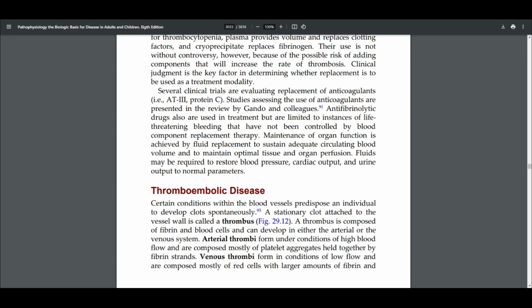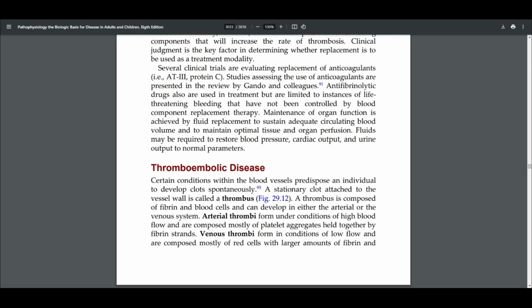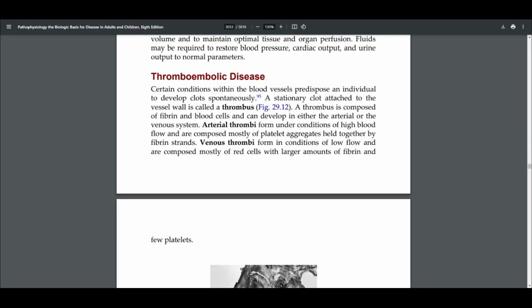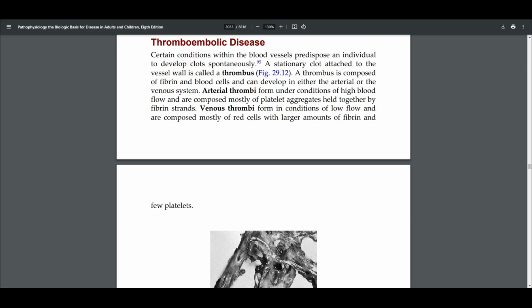Maintenance of organ function is achieved by fluid replacement to sustain adequate circulating blood volume and to maintain optimal tissue and organ perfusion. Fluid may be required to restore blood pressure, cardiac output, and urine output to normal parameters. Thromboembolic disease. Certain conditions within the blood vessels predispose an individual to develop clots spontaneously. A stationary clot attached to the vessel wall is called a thrombus. A thrombus is composed of fibrin and blood cells and can develop in either the arterial or venous system.